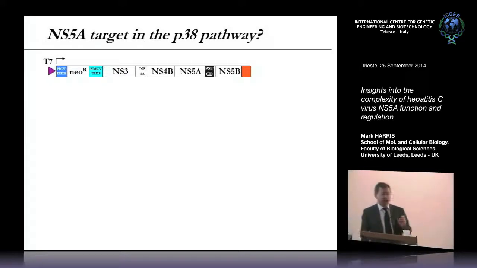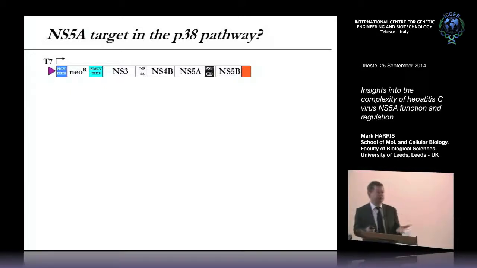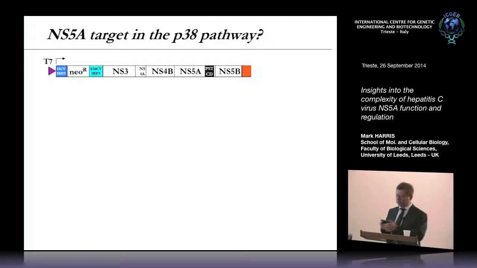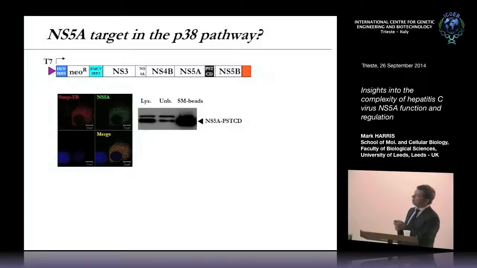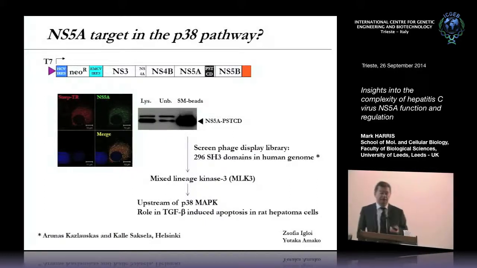More recently, we've been thinking about what might be the target for NS5A in this P38 pathway. Clearly, it's got to be something that has an SH3 domain, because the proline motif abolishes this interaction. So we made use of a system established by Chris McCormick in my lab, where he introduced into NS5A a biotin acceptor tag. NS5A is unique, in that at the C-terminus of this protein you can introduce tags, even GFP, quite big tags, and it will stably harbor those, still replicate, and still produce virus, in fact. This means you can purify NS5A. So we purified NS5A with this biotin tag using streptavidin beads, and then used that to screen a phage display library. We did this with Kalle Saksela at the University of Helsinki, who has a library of all 296 SH3 domains in the human genome in a phage display library.